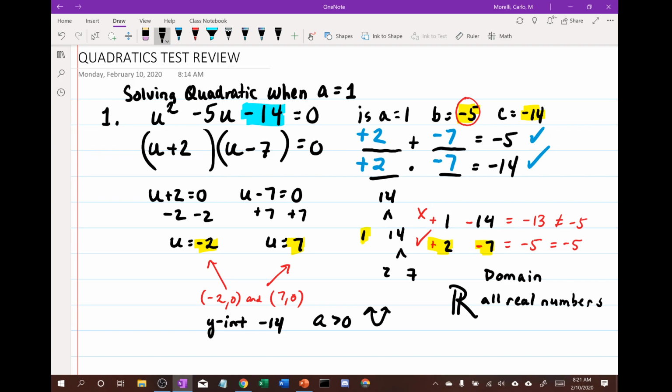All real numbers. Why is it first? What do you mean? So the y-intercept would be at 0, negative 14, but the intercepts, the x value always comes first. Okay? Tell you what, let's save range for another problem.